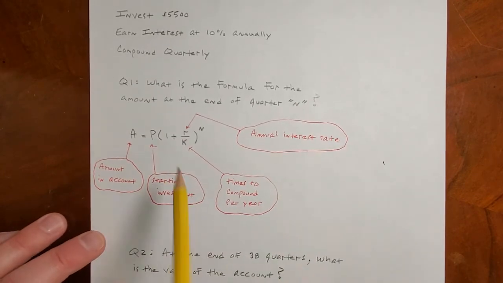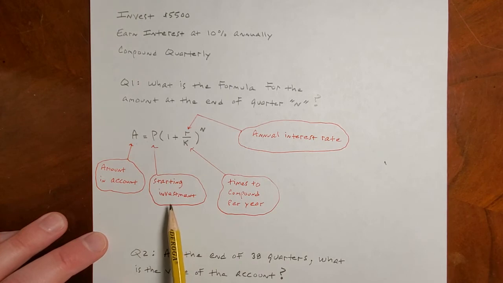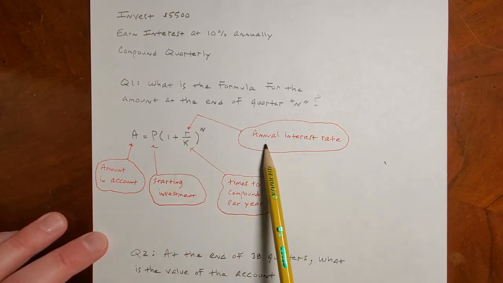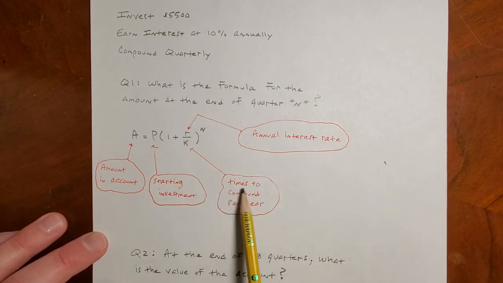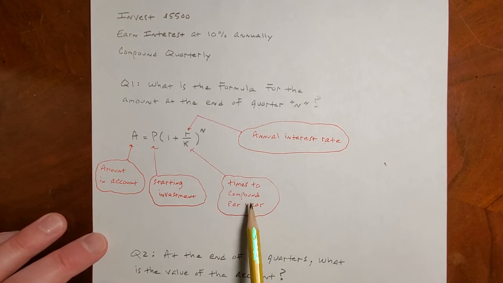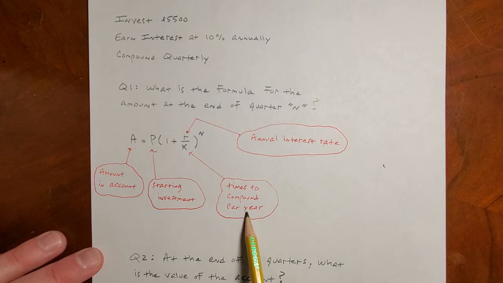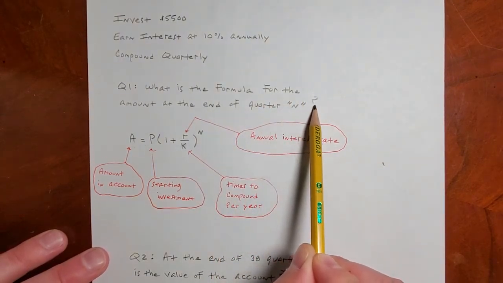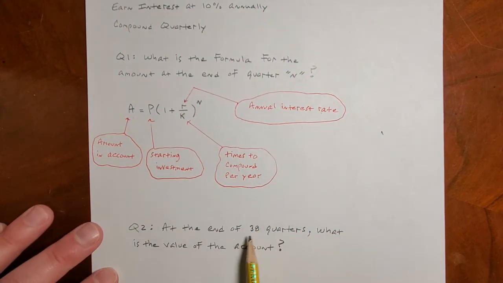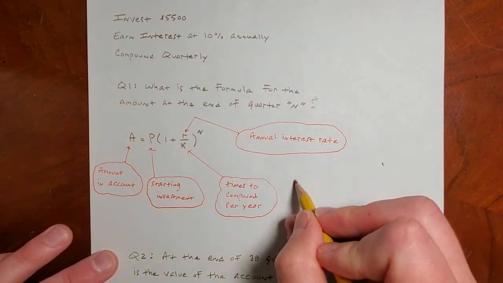Well, so here's the formula. The amount in the account A is equal to P, the starting investment, times 1 plus R, the annual interest rate, over K, which is how many times you compound per year. Like quarterly, that would be 4 times per year. Okay. And N is the quarter that you're interested in. So if you want to know, well, 38 quarters in the future, well, you put 38 for N. Okay. So here's my formula. All right, here's the answer.